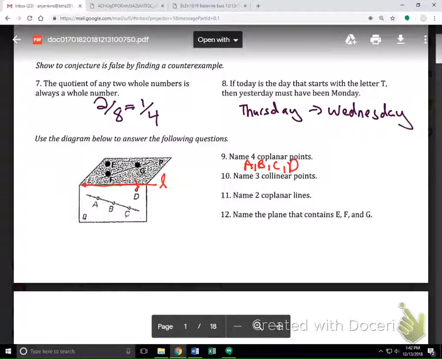So name 3 collinear points. What are 3 points that lie on the same line? Since it's collinear, A, B, C lie on the same line. A, B, C. Okay, name 2 coplanar lines.